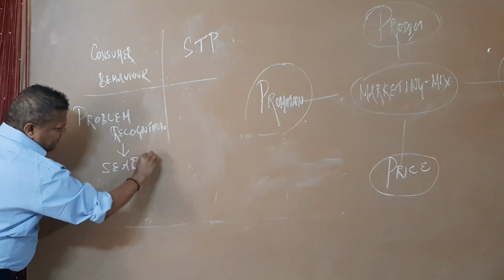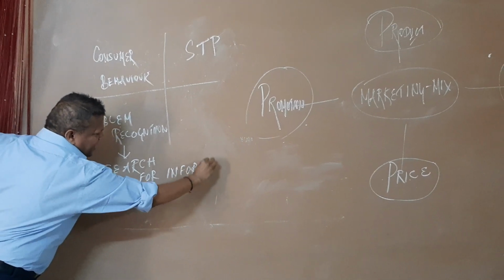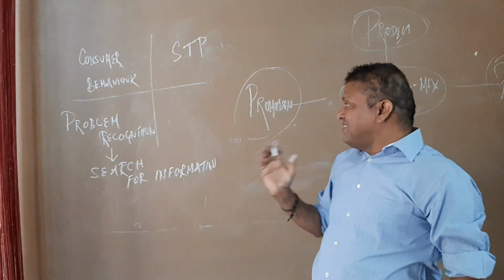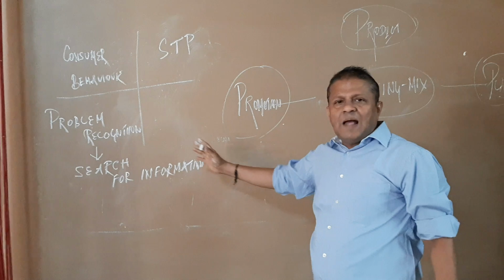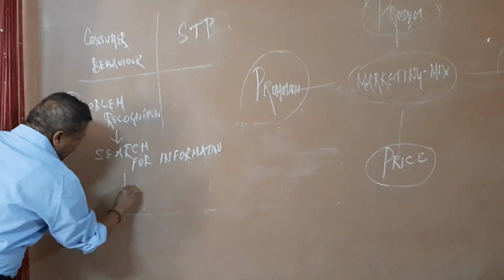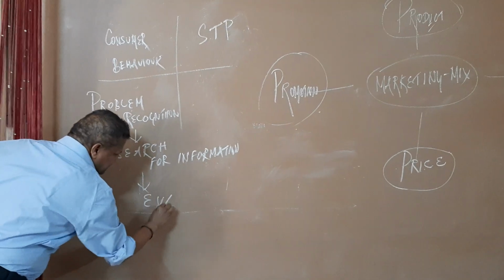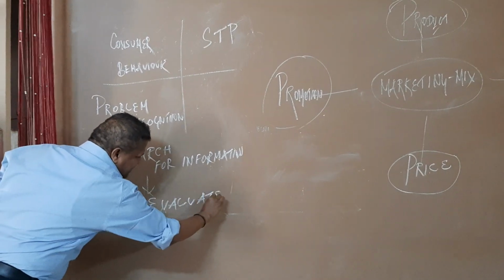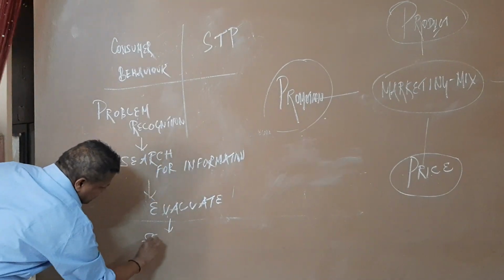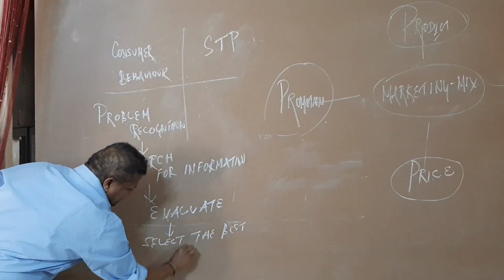Search for information. Okay. So the moment I think that, okay, now I need a laptop, then I think about so many different laptops that are available in the market. So I search for different information. Then, once the information is there, I evaluate the different brands, the different products, substitutes available in the market. Then select the best. Once you select the best, next is to go for purchase.